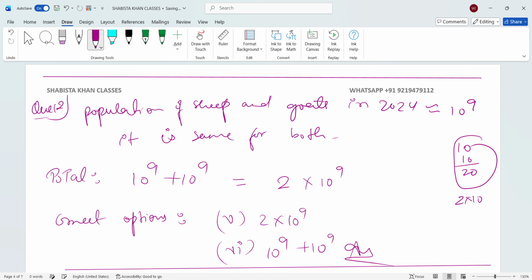Scientific notation, you have already done it in class 7, so recall it in 2 minutes. I will come back.